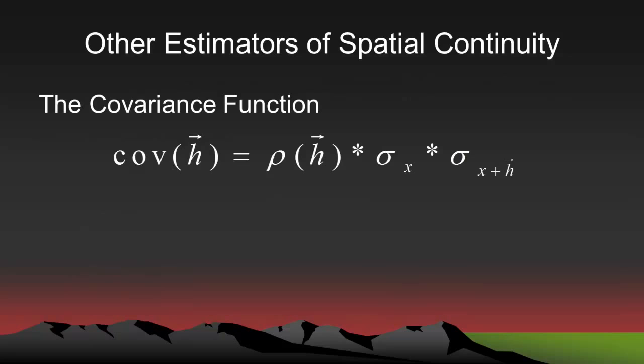Let's look at the covariance function. The covariance function is simply the Correlogram, multiplied by standard deviations. What I'm circling here is the Correlogram. This little notation, rho, is a function of the separation vector h. That is your Correlogram. If we multiply that by the standard deviation of all of the samples located at the tail of the separation vector times the standard deviation of all of those samples located at the head of the separation vector, then we will have something called the covariance function.